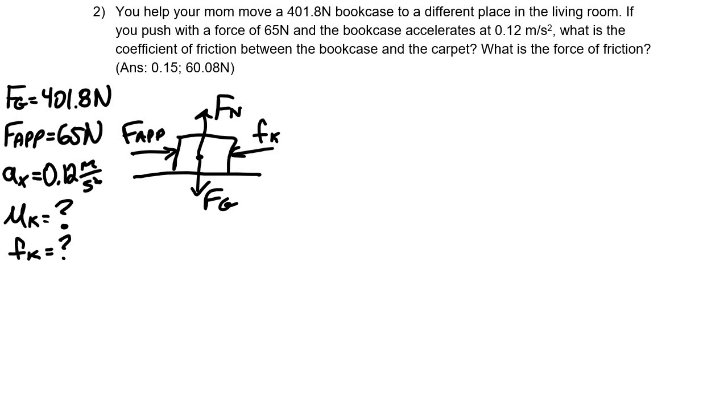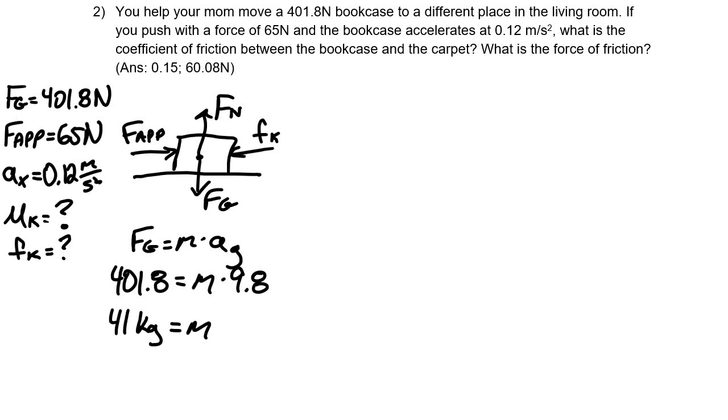Okay, so we have this right now. Now, let's find out what our mass is. We already have our force due to gravity, the weight of the object. Let's figure out what the mass is. Simply divide by 9.8 on both sides of the equation to get our answer. 41 kilograms is our mass. Okay, and let's set up our two force equations.